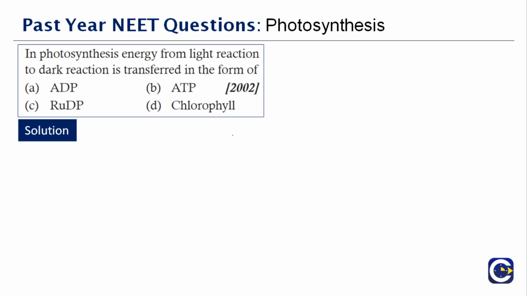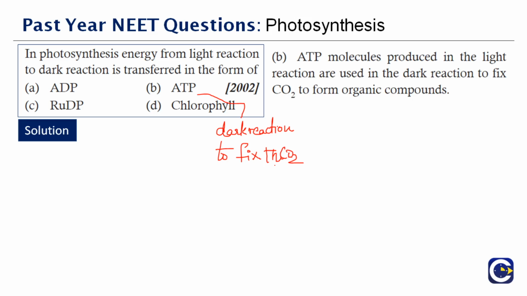ATP molecules which are produced in the light reaction will be used in the dark reaction also. Why do they use it in the dark reaction? To fix the carbon dioxide. It fixes the carbon dioxide to form organic compounds. Therefore the correct answer to this question is option B, ATP.